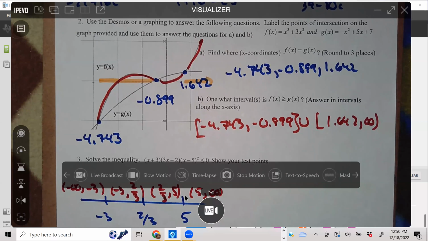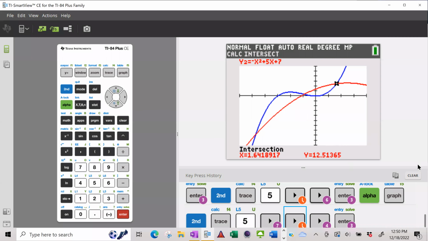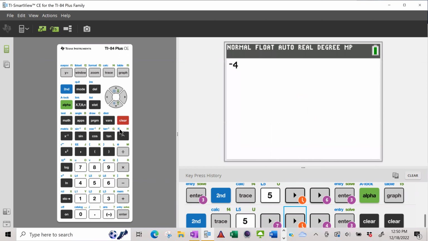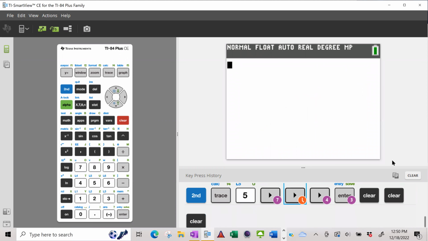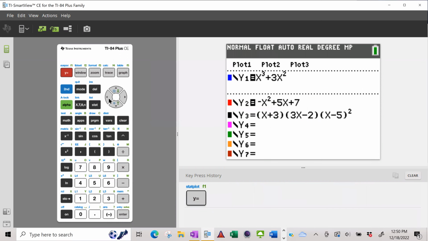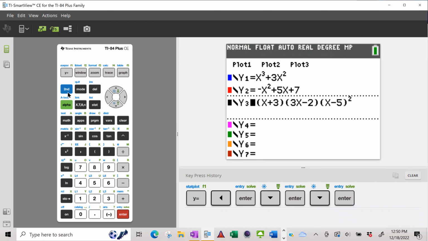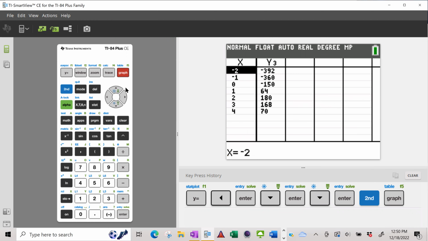Plug that into your graphing calculator and do some testing. So let's take a look here. Let me clear out all this stuff. I'll clear this out first. Then clear this out. Let me change the function in my graphing calculator. I'm going to shut this one off by pressing the Enter key over the equal sign. Shut that one off. Now turn this one on and go to the table. I want to do some testing of points.